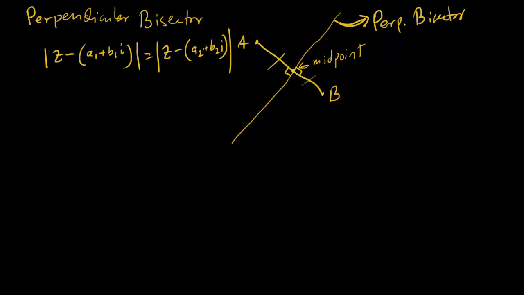And so that means if you have 2 points A1, B1 and another point A2, B2, then this line is going to be the perpendicular bisector of that A1, B1 point and A2, B2 point. This is what it means. So let's do this. Let's do an example.